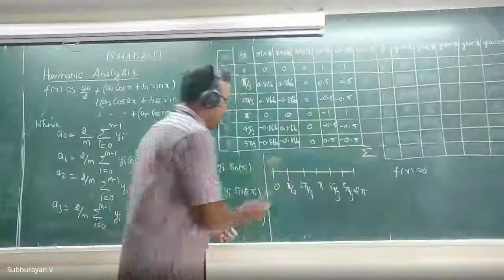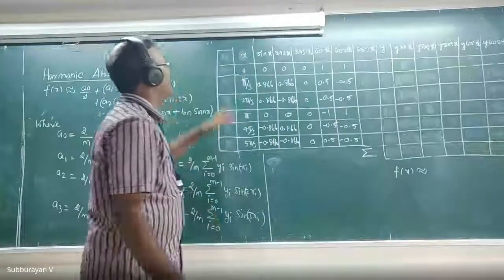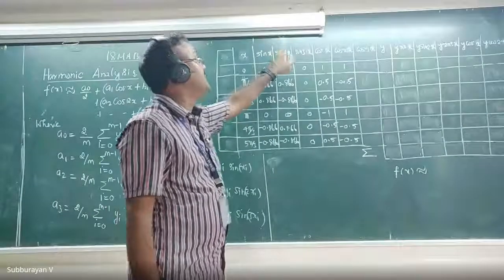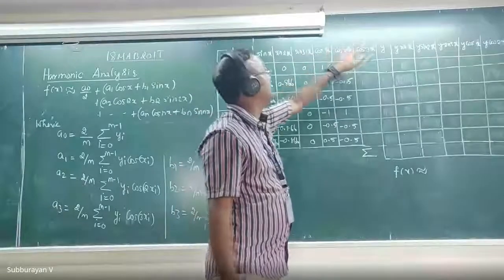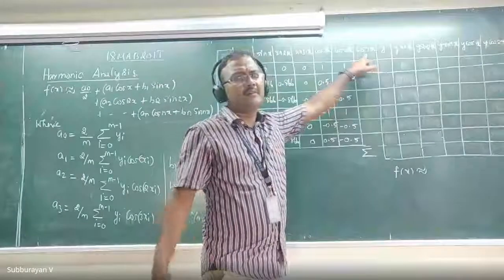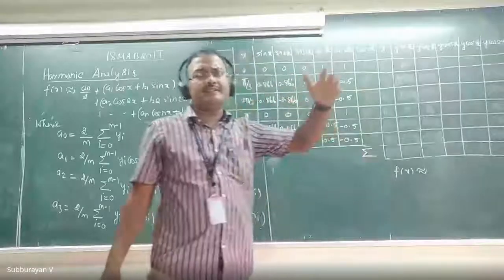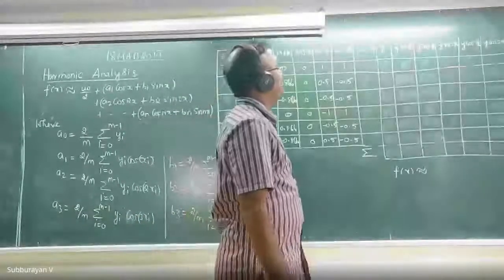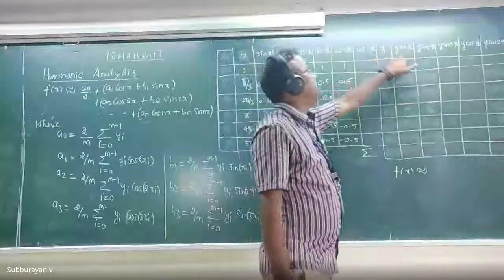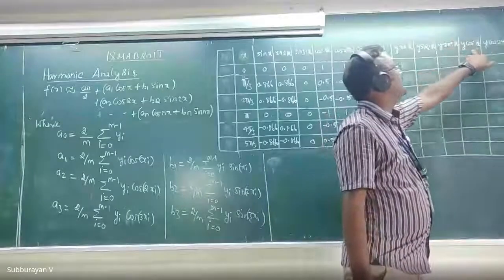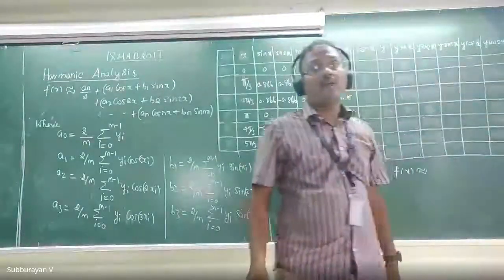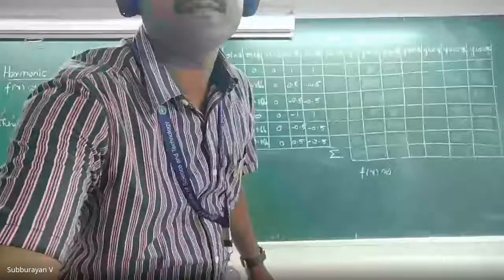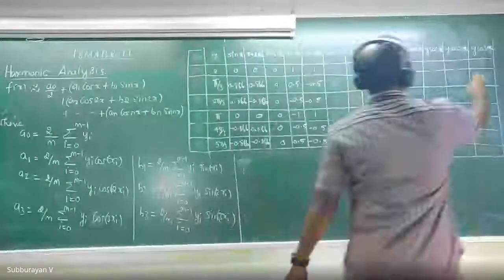Now, after identifying the nodes, you have to calculate sin x, sin 2x, sin 3x, cos x, cos 2x, cos 3x, because in most of the problems they will ask you to find the approximation up to the third harmonic only. And then y sin x, y sin 2x, y sin 3x, y cos x, y cos 2x, and y cos 3x.